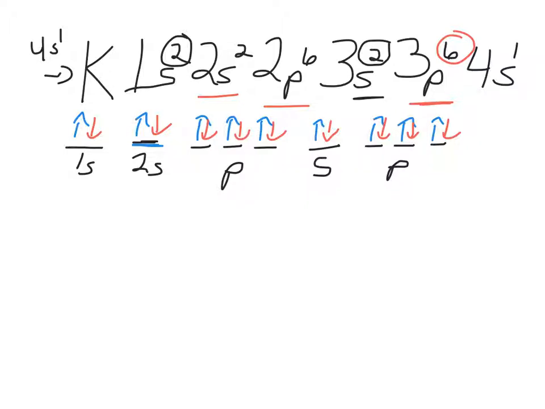Okay, so now what's next? It's the 4s. So how many blanks am I going to need? Just 1. And it's going to have how many arrows in it? Just 1, yes. So my up arrow. Okay? And then that's it.